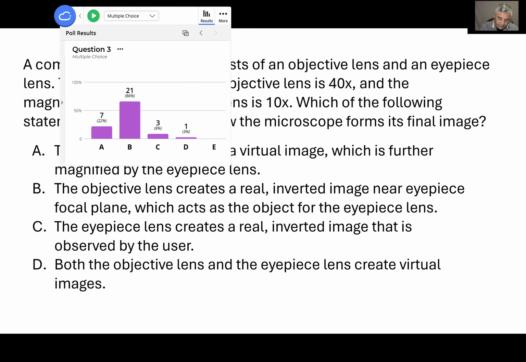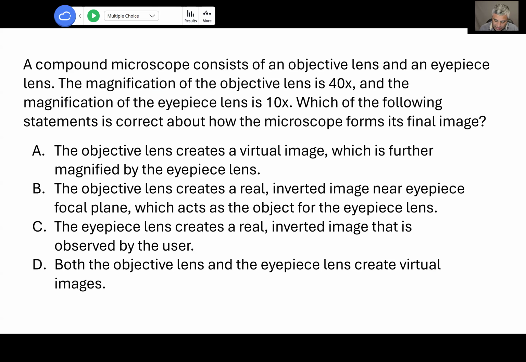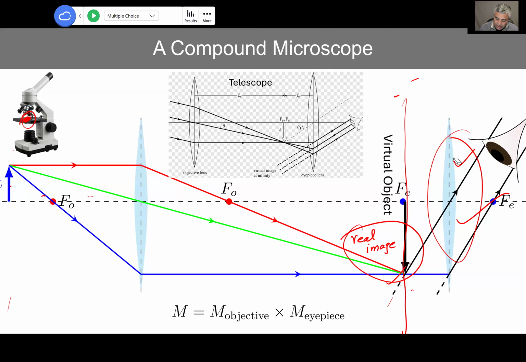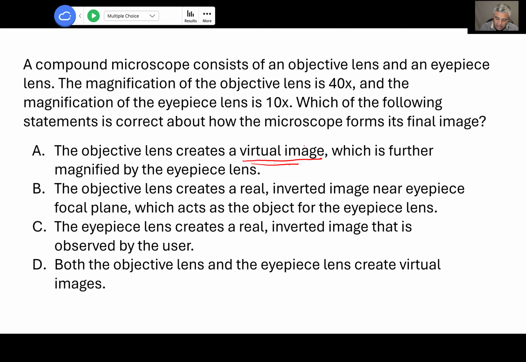Let's see what we got. So mostly B. The objective lens creates a real, inverted image. Yeah, basically that's what we saw, right? So a real image near the focal plane here, and this one magnifies. So yes, B is the correct answer here. Some of you chose this, the virtual image. It does not create a virtual image. It creates a real image, but that real image acts like a virtual object for the second lens, the eyepiece. So I guess that may be a little confusion there.